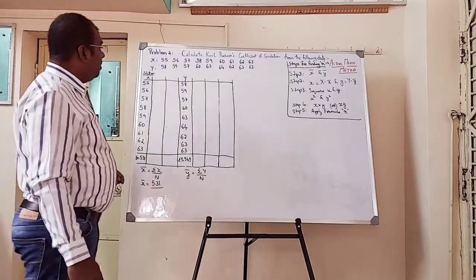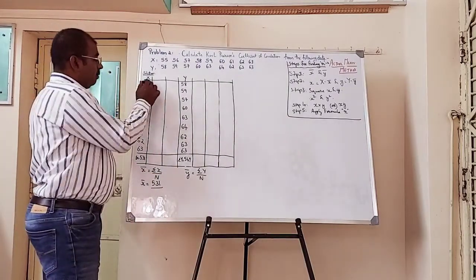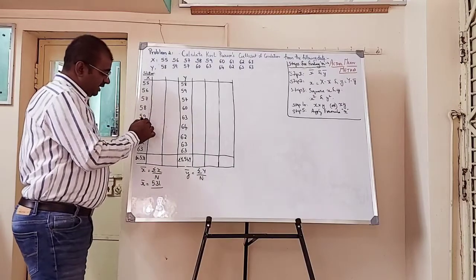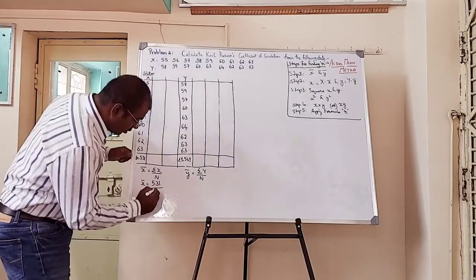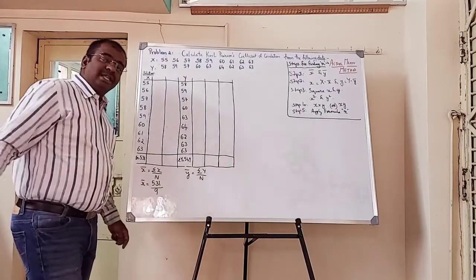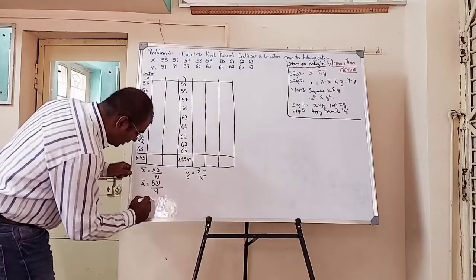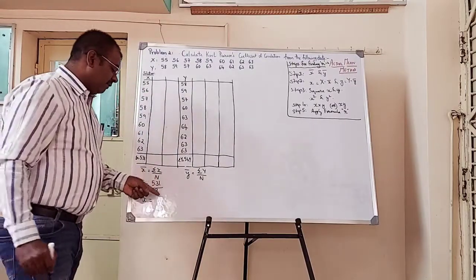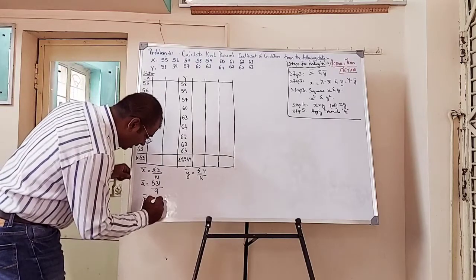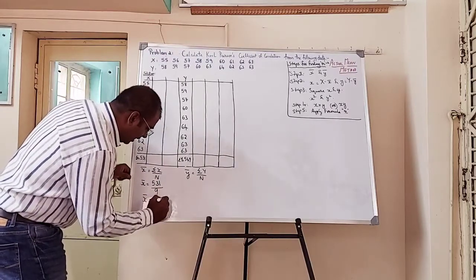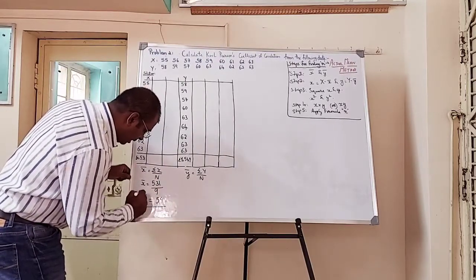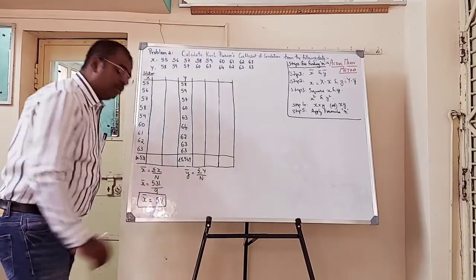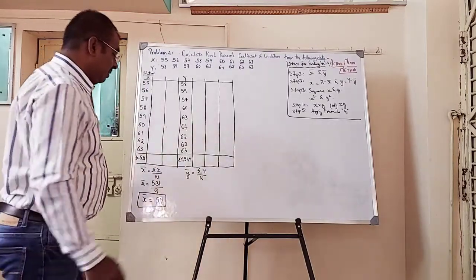N is the number of values. The values are 1, 2, 3, 4, 5, 6, 7, 8, 9, so there are totally 9 values in the x series. Therefore, x bar is equal to 531 divided by 9. 9 5s are 45 and 9 9s are 81. Therefore, x bar is equal to 59.